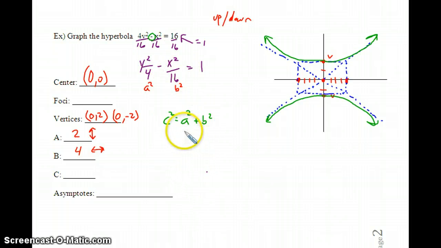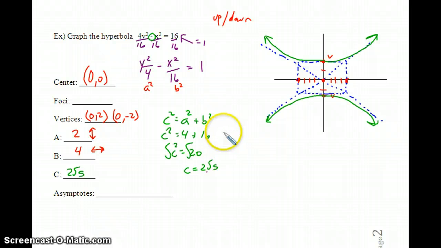So plugging in, 4 is a squared, 16 is b squared. I'm going to get c squared to be 20, and I'm going to get then c to be 2 square roots of 5. Now if I have to plot that, I need to figure out what 2 square roots of 5 is as a decimal, so I know how far to go over, or in this case up and down. I know that c is about 4.5 then.